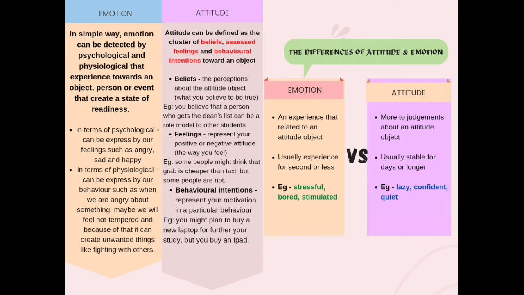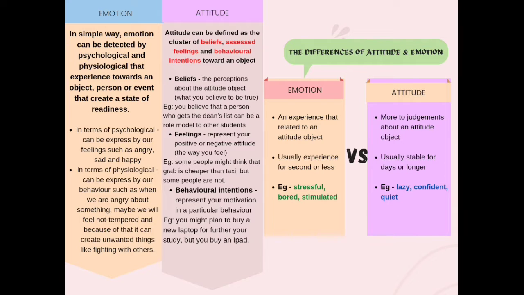In terms of psychological, emotion can be expressed by our feelings, such as being angry towards something you don't like people do. However, emotion can also be detected by our behavior. As an example, someone who has a problem with co-workers may create unwanted things towards them, such as they will fight with each other.